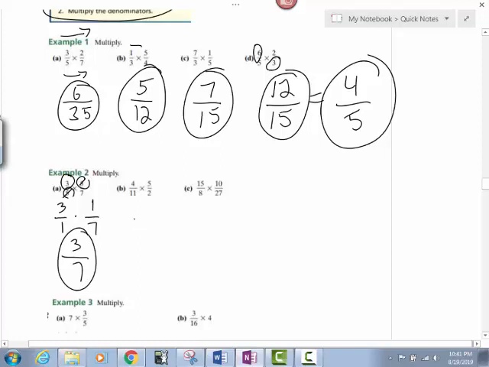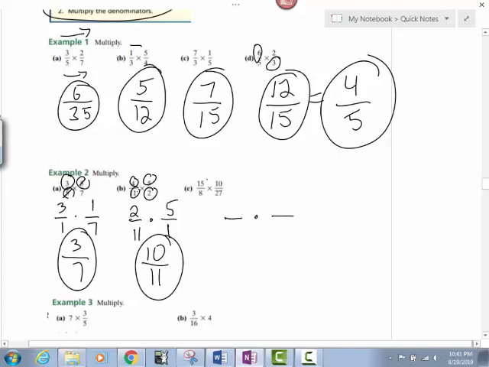Okay. We can do the same thing here in this problem. This 4 and this 2 can both be divided by the number 2. So 2 goes into 4 twice, 2 goes into 2 once. I can't reduce 5 or 11, so I'll leave those numbers alone. When I multiply straight across, that just gives me 10 over 11. Can't simplify it. Okay.